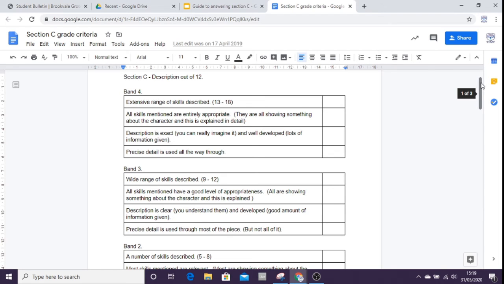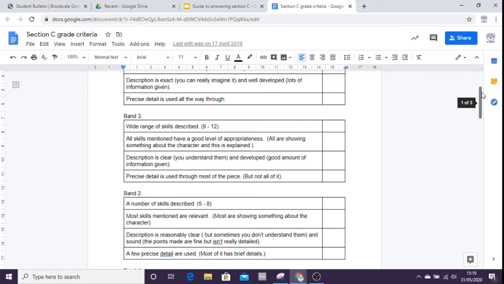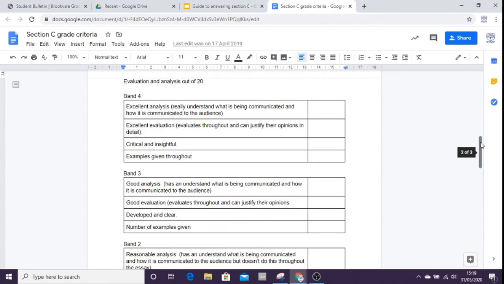So make sure the skills you do talk about are appropriate, that they are showing something, and that your description is exact. Can you really imagine what is happening? And there's lots of information given. Looking for precise detail, using quotes can be quite good because you can explain and describe how a line has been specifically delivered by an actor. And the good thing about watching a video of a live performance is it gives you a chance to go back and really analyse a small section in detail in preparation. As you can see, there's also marks for the evaluation and analysis, as I said.